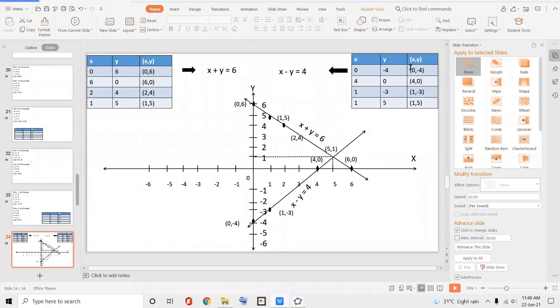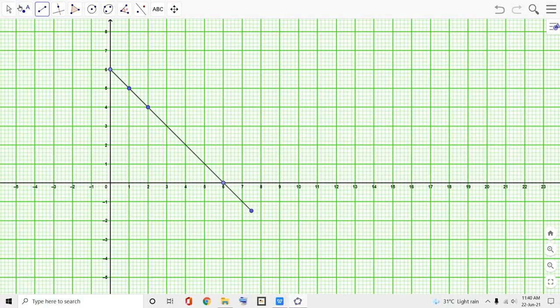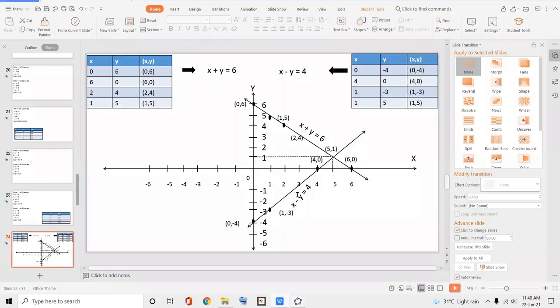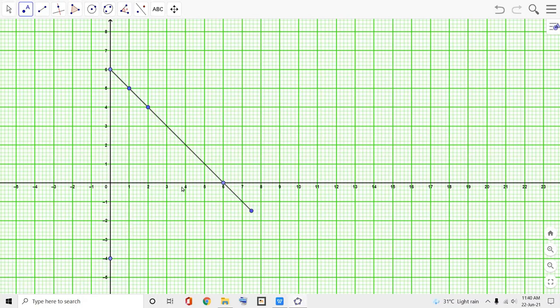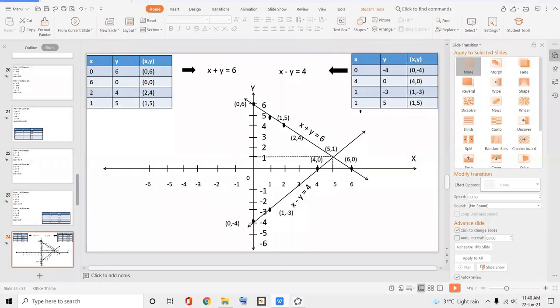Now we will move ahead and we will plot the points for x minus y is equals to 4. So our first point is what? 0 comma minus 4. So I'm taking the point 0 comma minus 4. Over here 0 comma minus 4. Then I'm having 4 comma 0. So I'm having this 4 comma 0. Then I will plot the third point, that is 1 comma minus 3.